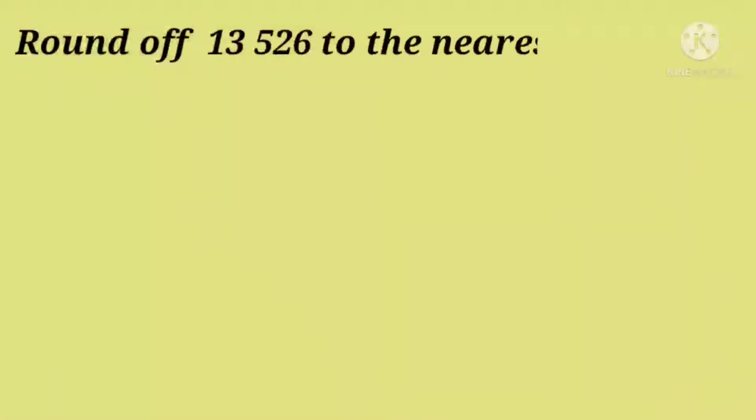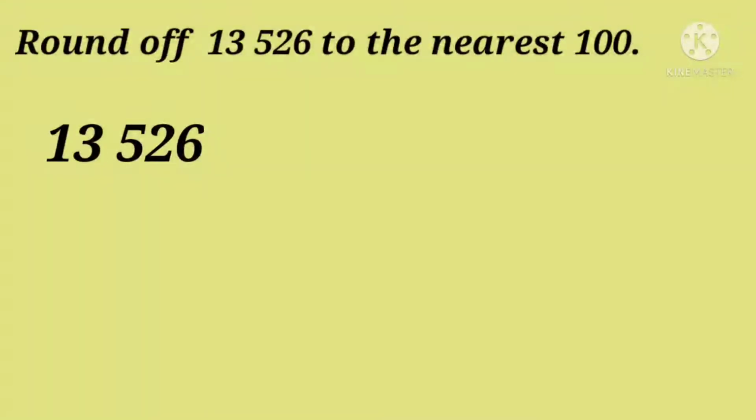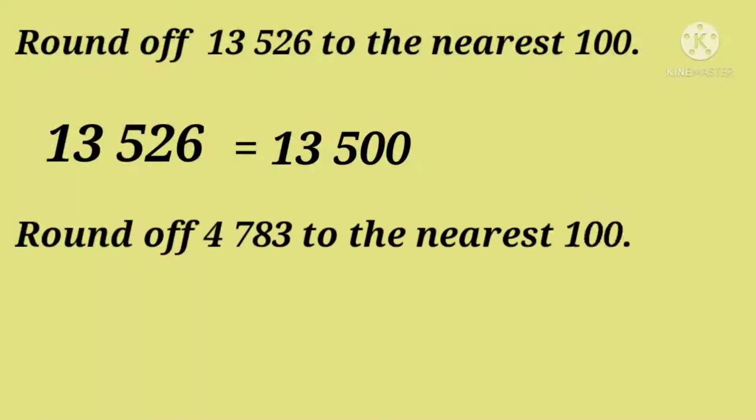For example, to round off the number 13,526 to the nearest 100, we see the digit to the right of 100th place, that is tens place, and we find that there is 2 which is less than 5. So both the digits, that is the digit at the tens and ones place, will become 0 and all other digits will be written as they are. So we get the round number 13,500.